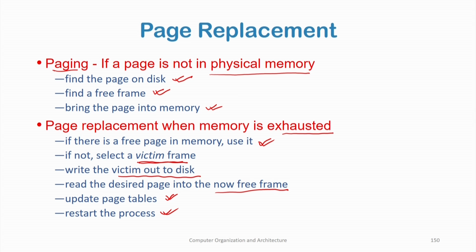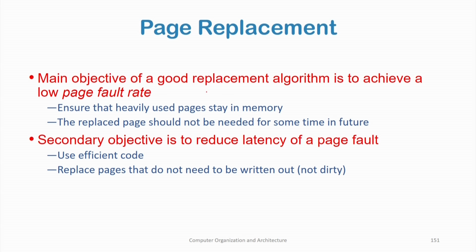So, the main objective of a good replacement algorithm is to achieve a low page fault rate. Page faults should be very low, as we saw that if the page fault rates are not very low, the effective memory access times will become very high. In the previous example, we could only control the effective access time within 200 nanoseconds, because the page fault rate was as low as 5.88 into 10 to the power minus 6.